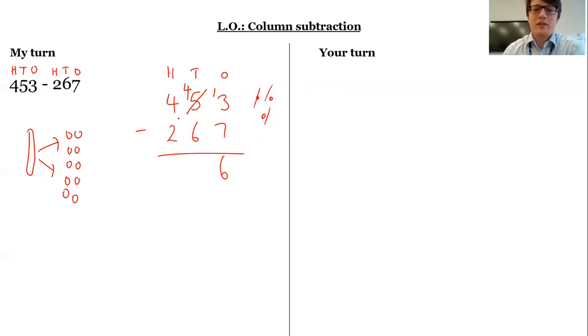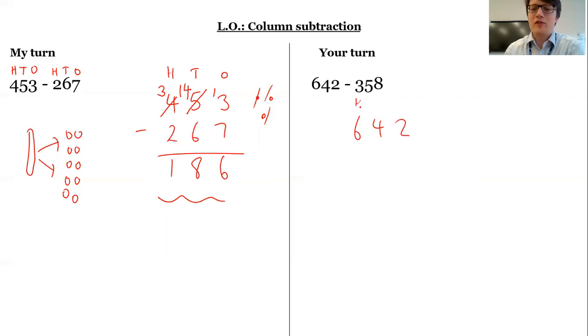4 tens subtract 6 tens. Well, I can't do 4 subtract 6, so I need to get some more tens. So I'm going to go to my hundreds column, take 100, and regroup that 100 into 10 tens. So I've now got 14 tens, 10 and 4, 14 tens. 14 subtract 6 is 8. 300 subtract 200 is 100. So the difference between 453 and 267 is 186.